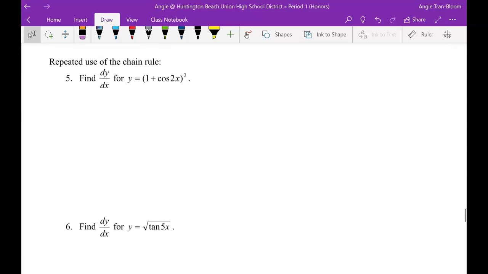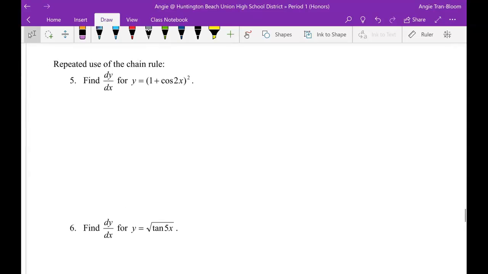Example 5 and 6 in your notes packet. So repeated use of the chain rule. I'm going to start with what let u be, okay? Since I have an inner component, this is my inner component right here. Let u be that inner component: 1 plus cosine of 2x.